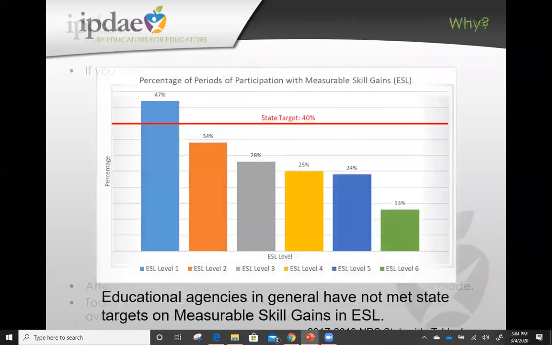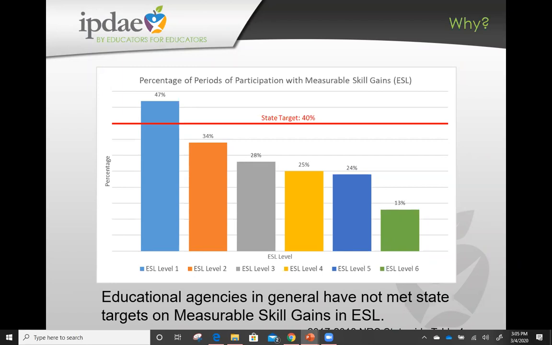So one of the things I want to go over, which goes along with that, is why are we doing this? Why is IPDAE creating and developing all of these materials and resources for educators? Well, let's look at our data. What I'm showing you is the 18-19 statewide performance data for ESL.